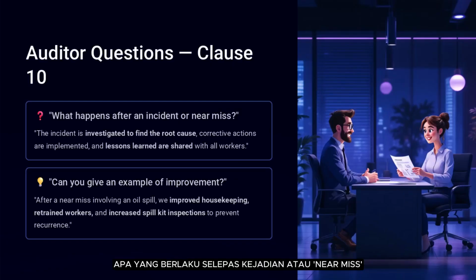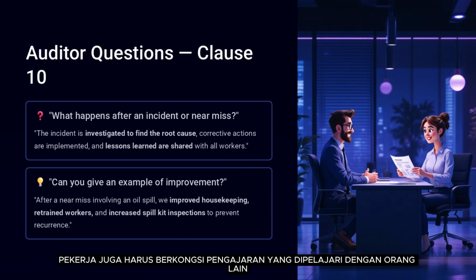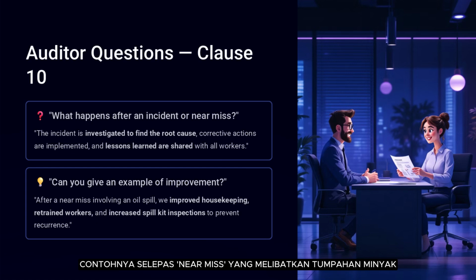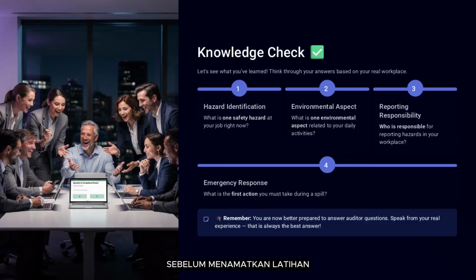Auditors may ask what happens after an incident or near miss. The correct process is to investigate the incident, identify the root cause, and implement corrective actions. Employees should also share lessons learned with others. For example, after a near miss involving an oil spill, the organization may improve housekeeping practices, retrain workers, and increase inspection of spill kits.